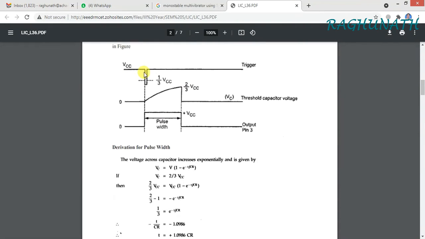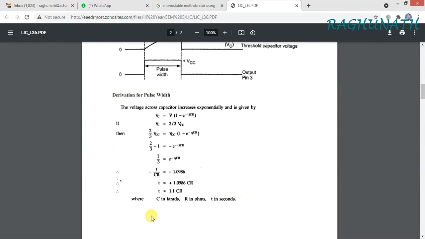Okay, so whenever you apply a pulse here, this is the trigger pulse. When you apply the pulse, at that time the capacitor is going to charge. Whenever the capacitor charges to 2 by 3 of VCC, then immediately the output changes from high to low. So 0 is the stable state. When you apply a trigger pulse, at that time it will go to the quasi stable state. After a duration of pulse width of 1.1 RC, this width is 1.1 RC. That pulse width is, see the derivation, 1.1 RC. Then again it will come back to this one.